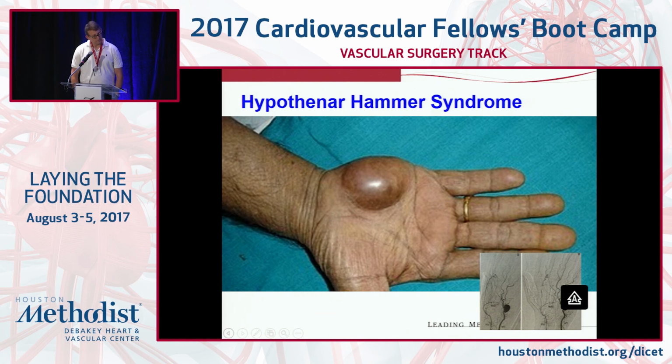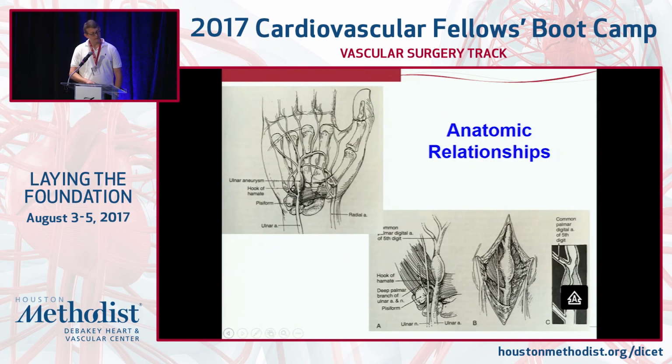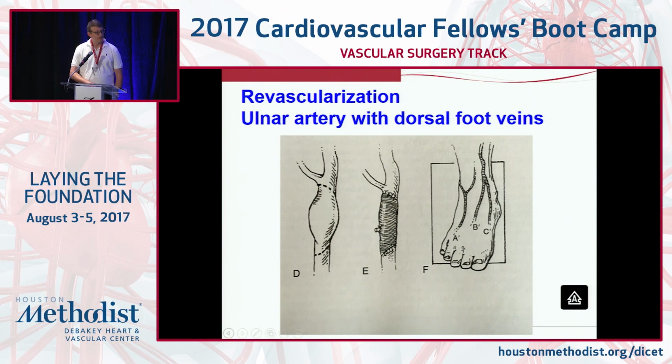Hypothenar hammer syndrome. This is obvious here: aneurysm of the ulnar artery as it comes around the hook of the hamate. The typical story here is obviously somebody who's a roofer or a bricklayer, with a lot of trauma to the heel of the hand, and that's an important diagnosis to make. And the treatment, as was shown before, is resection and some sort of interposition grafting generally.